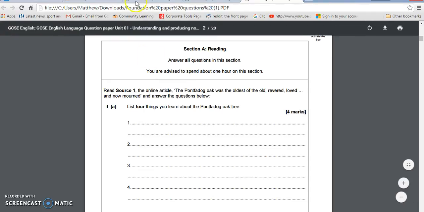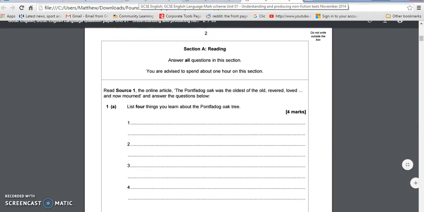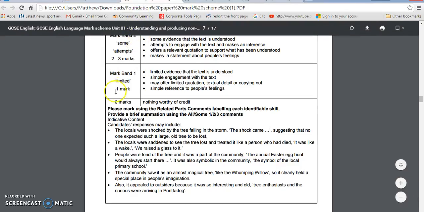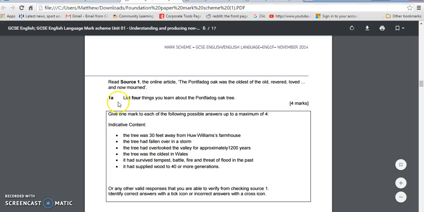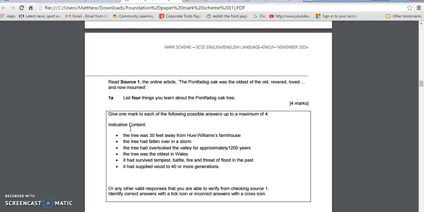Okay, let's have a look at the mark scheme, and you can mark yourself as you go through this. So, for question 1A, this is what the examiner will have in front of them. Give 1 mark for each of the following possible answers up to a maximum of 4. Indicative content. This means what they would expect to see.